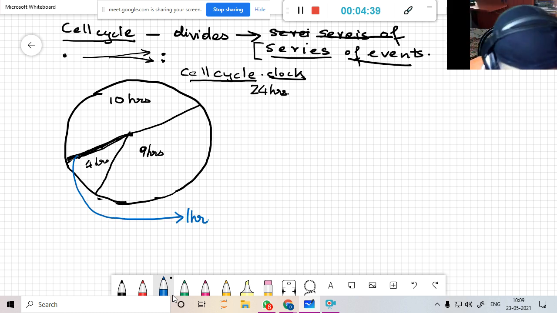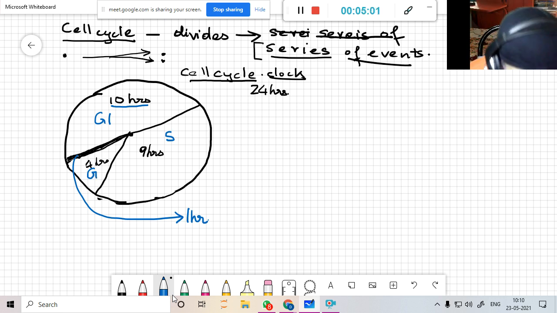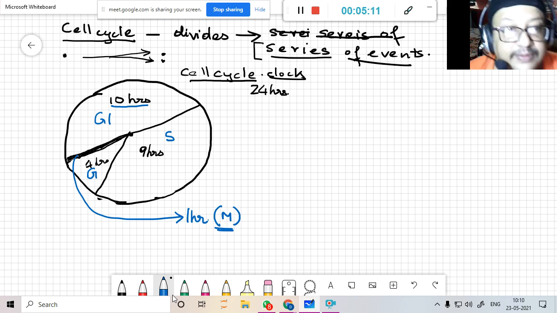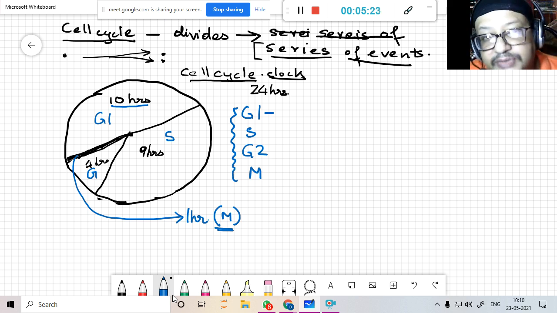So this 10 hours is known as the G1 phase, and this 9 hours is known as the S phase, and this 4 hours is known as the G2 phase. Apart from that, this 1 hour is known as the actual M phase. So G1, S, G2 and M. So these are the 4 phases of a cell cycle you have.